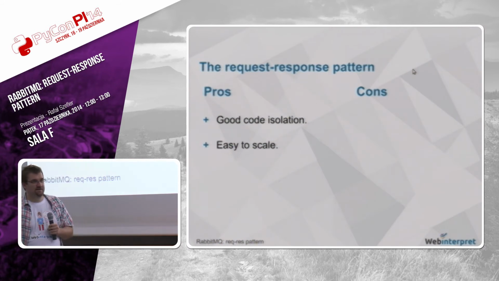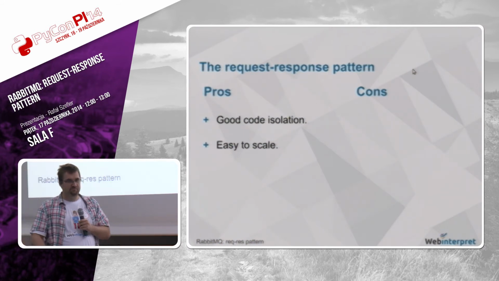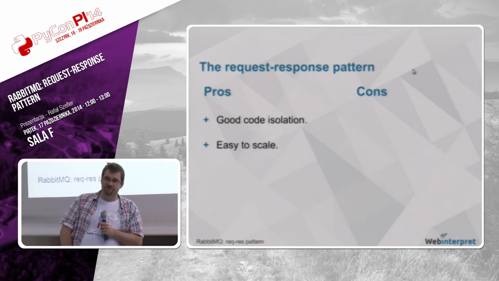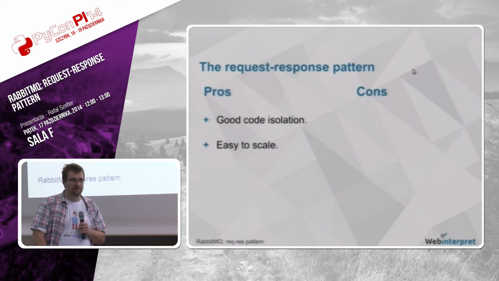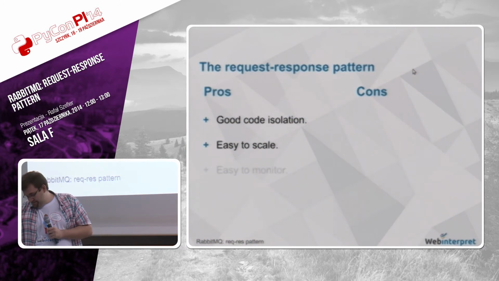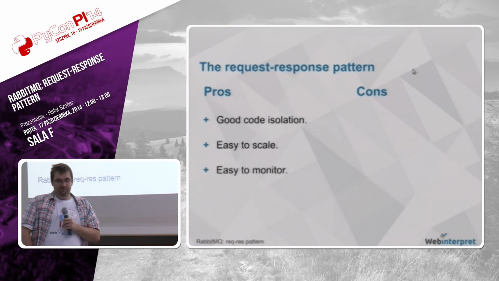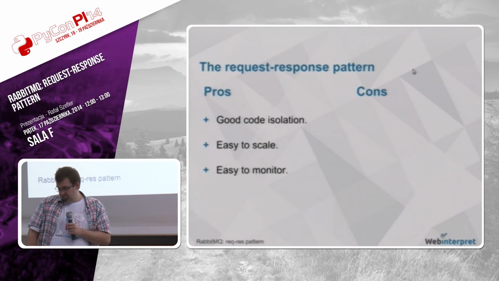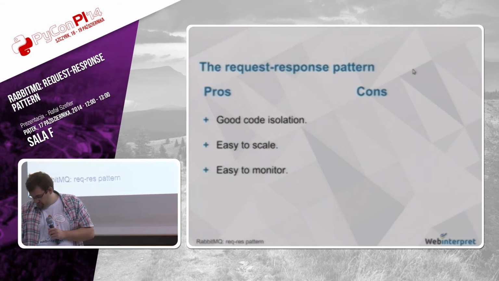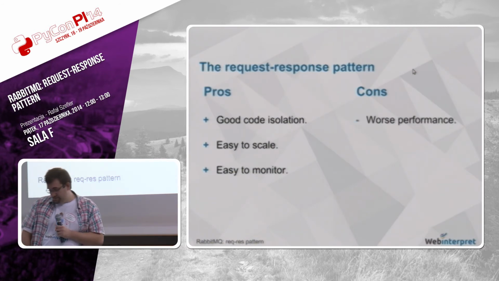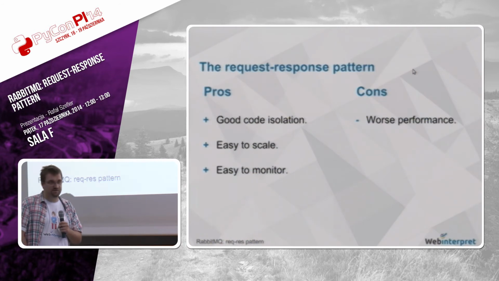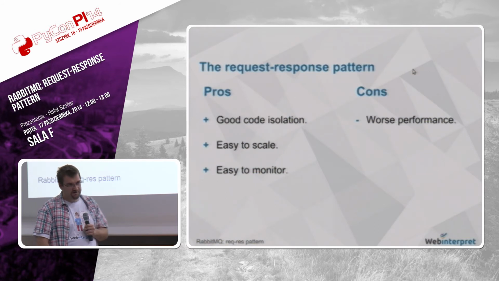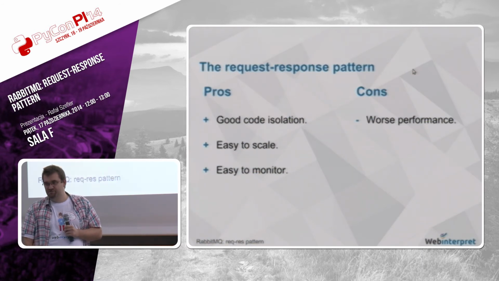It's easy to scale. As I said, if we need more horsepower, we just add workers. We don't need to worry about configurations, about load balancing. RabbitMQ takes care of everything. And it is very easy to monitor. The performance tuning can be done. The disadvantage is the worse performance. As I said, the 50% more overhead. It's not something that should be ignored.